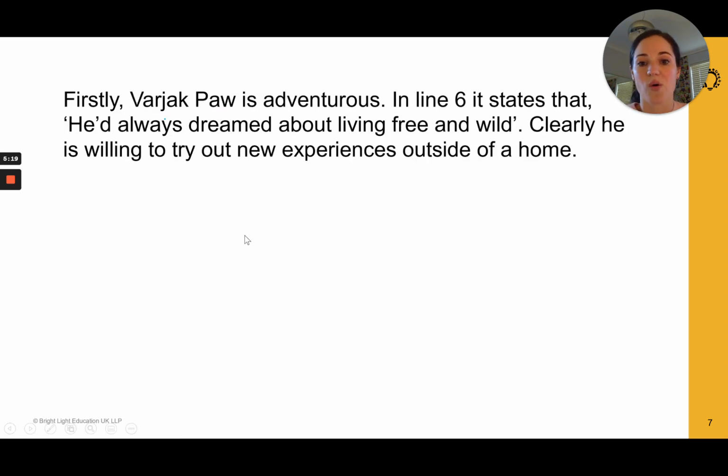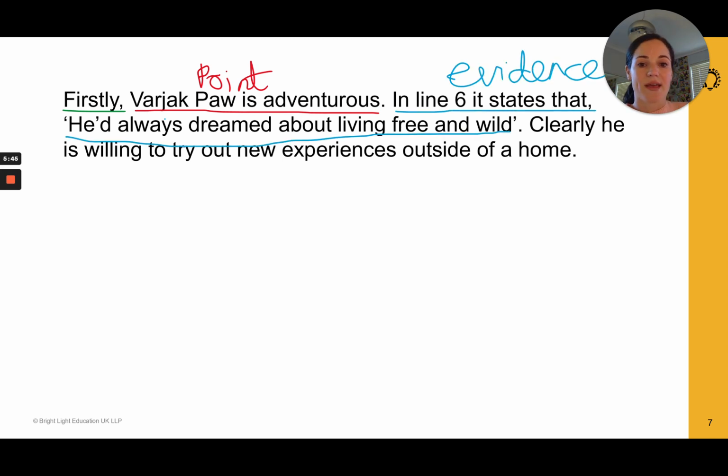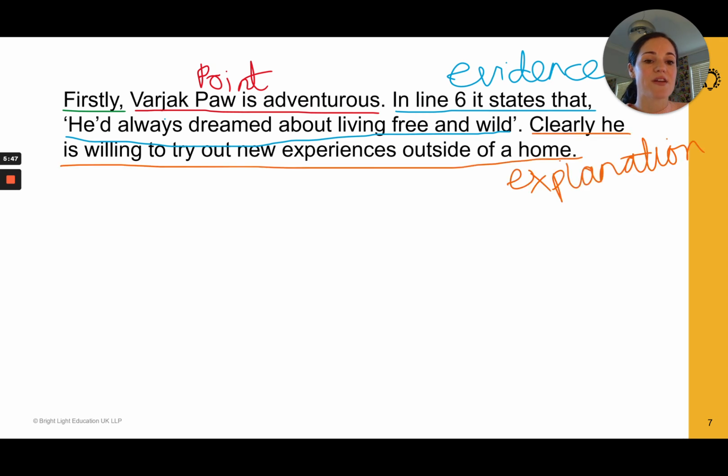Firstly, Varjak Paw is adventurous. In line 6, it states that he'd always dreamed about living free and wild. Clearly, he is willing to try out new experiences outside of a home. I've got a really nice connective there that I've used to introduce my first point. I've then got my point, Varjak Paw is adventurous. Okay, I've given that character trait. I've got my evidence, and then I've given a clear explanation about how the evidence supports my point.